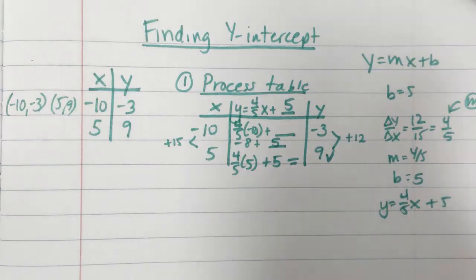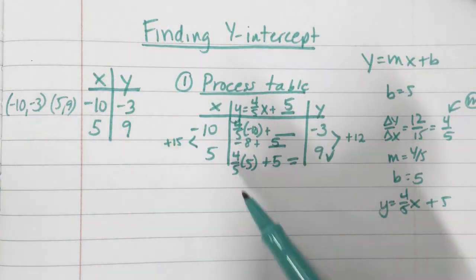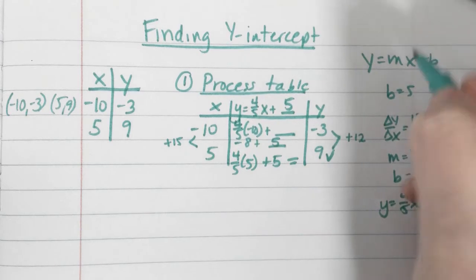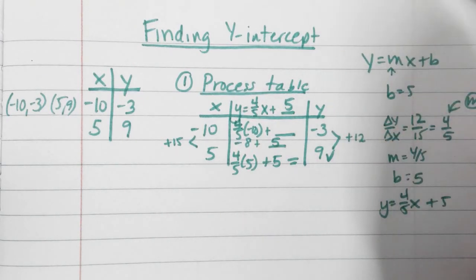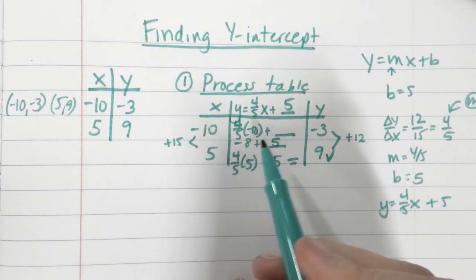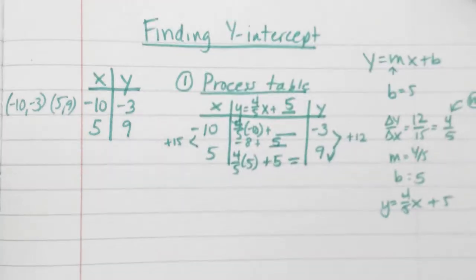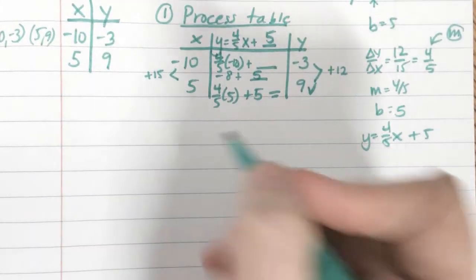So again, just to recap that, what I did was I expanded the table, I found the slope, and I started filling that part in. So since this is m, my slope is 4/5, I put 4/5 in for m, and then I used this x to guesstimate what I would have to do to get to y. So that's the first method, process table. The second method is substitution.